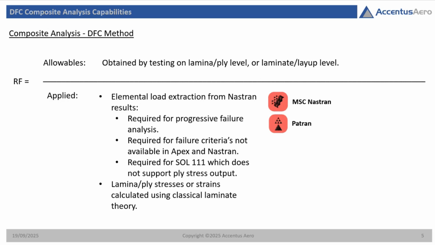On the applied load side, we extract elemental loads from the Nastran results for the analysis. Why loads? We want to use loads for the progressive failure analysis, and for failure criteria that are not available in Apex or Nastran. And for SOL 700, which is the dynamic analysis part of Nastran, they do not support any ply stress output for any calculations. So that's why we use loads. And then once we have the loads, we calculate the ply stresses and strains using classical laminate theory.